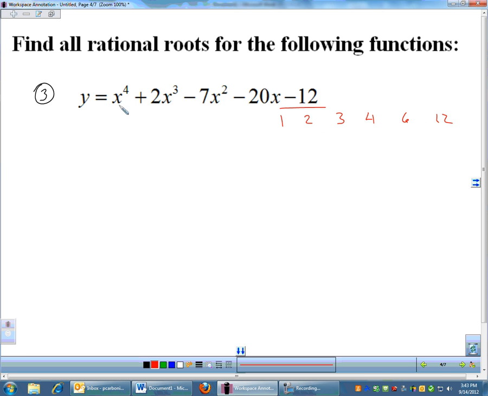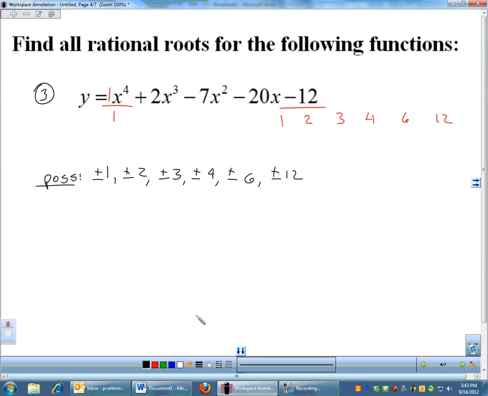And then my factors of my leading coefficient, which is 1. My possible roots are plus or minus 1 over 1, plus or minus 2, plus or minus 3, plus or minus 4, plus or minus 6, and plus or minus 12. Now we have to decide which ones of those actually work, because we can only have a maximum of 4 roots that do work.